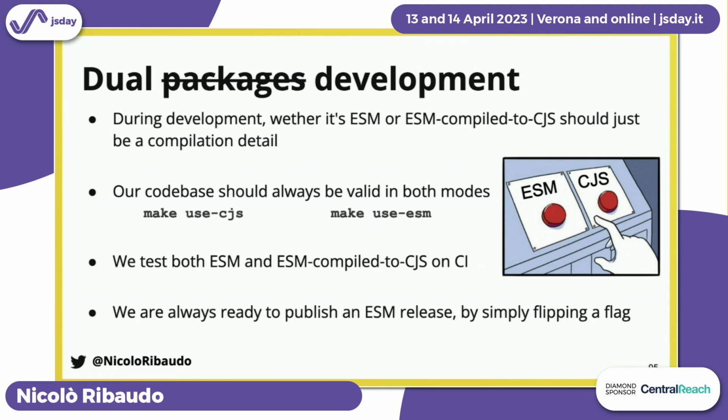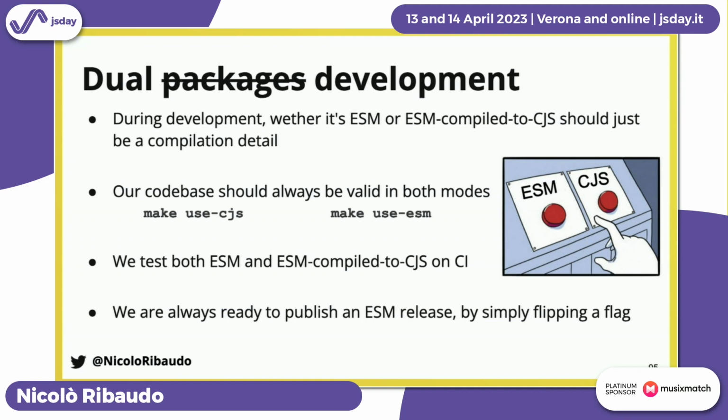So we implemented what I call dual development. It only affects the Babel maintainers. It allows us to choose whether we want to run our code as CommonJS or ESM by just making it a build step compilation detail. We have a make use-cjs and make use-esm command that we run after cloning our repository, and you can choose what module system you want to use under the hood. It doesn't really matter. We can choose.